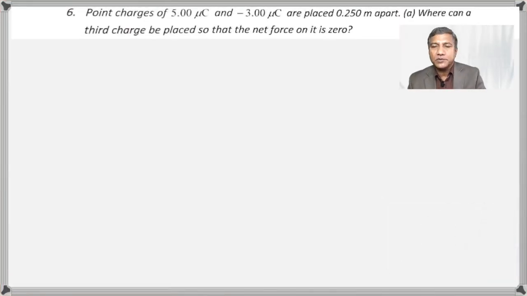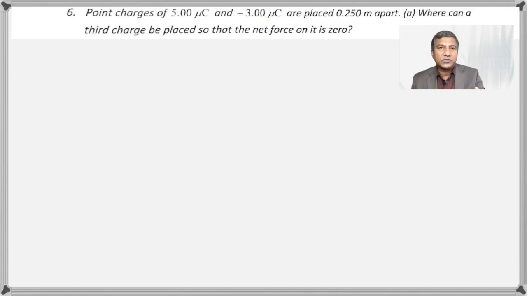Now this problem is kind of similar to the previous one, but with a subtle difference. Here you have point charges of 5 microcoulomb and negative 3 microcoulomb, and they are placed 0.250 meter apart. So you have the 2 charges. One is positive, the other is negative, and you're given the distance between them. The question is, where can a third charge be placed so that the net force on it is 0? So you got to place the third charge somewhere so that the net force on it is 0.